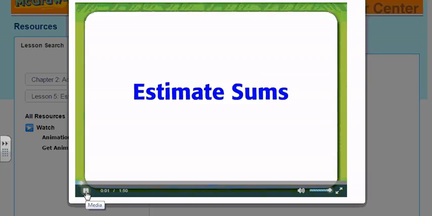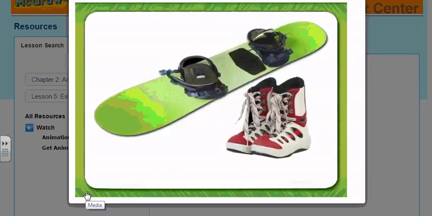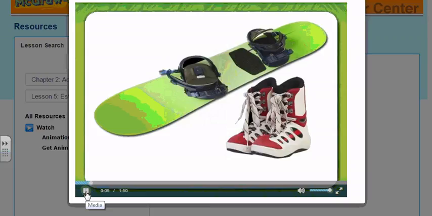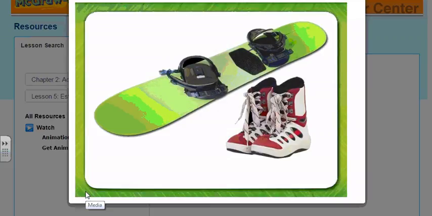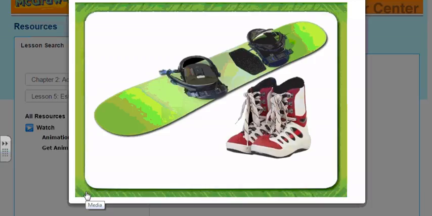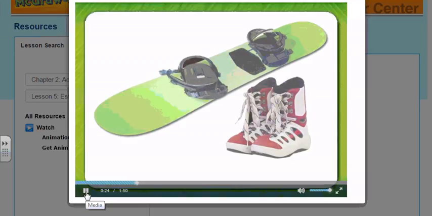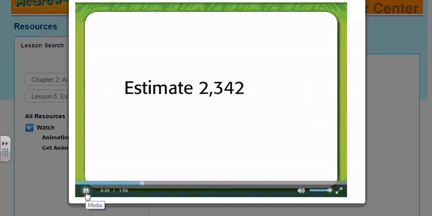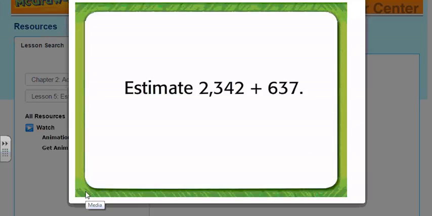Estimate sums. The board shop sold 2,342 snowboards and 637 pairs of boots in the last 2 years. About how many snowboards and pairs of boots did they sell? When the word about is used in a problem, you can find an estimate instead of the exact answer. So we need to estimate 2,342 plus 637. Round the numbers and then add.